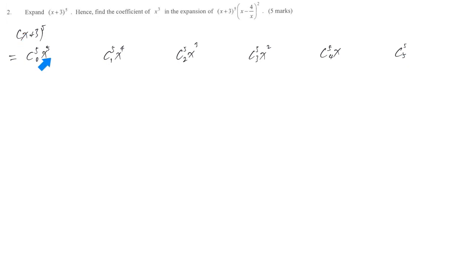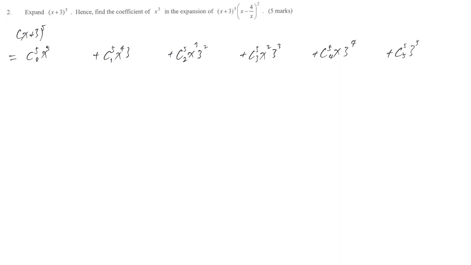And then 3 starts from 3 power 0 and becomes increasing power. So we have 3 power 1, 3 power 2, 3 power 3, 3 power 4, and finally 3 power 5. And don't forget to write down the positive sign for the different terms because they are no longer the first term.